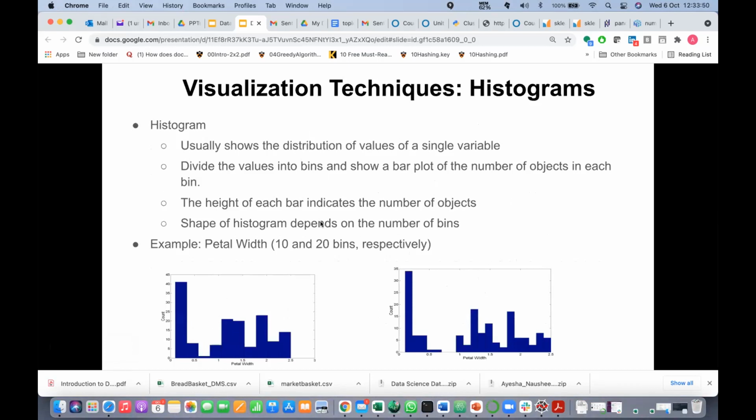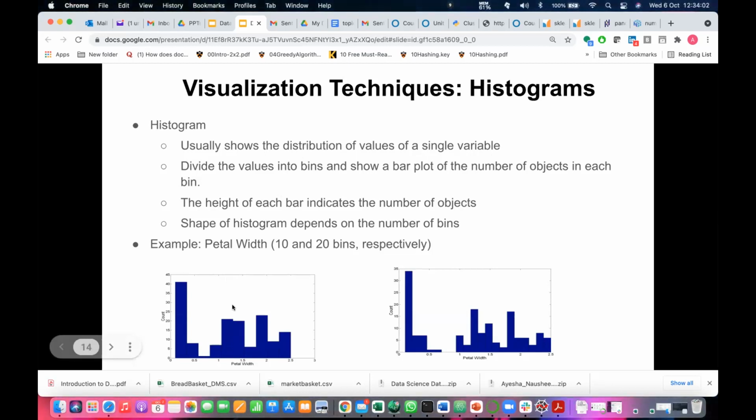Then histograms, one way of visualization is histograms. Why do we use histograms? They usually show the distribution of values of a single variable, which is nothing but frequency. What is the frequency of each value for that variable? Divide the values into bins and show a bar plot of the number of objects in each bin. If it is continuous, then make it discrete. Then get in each discrete group how many values are there. That is nothing but the frequency of each discrete group. The height of each bar indicates the number of objects.